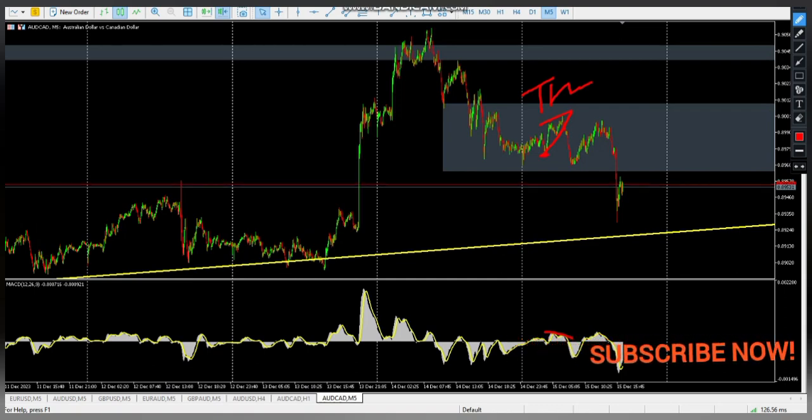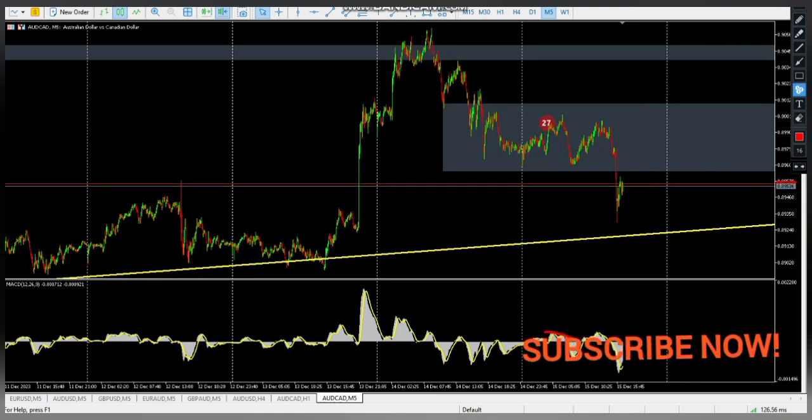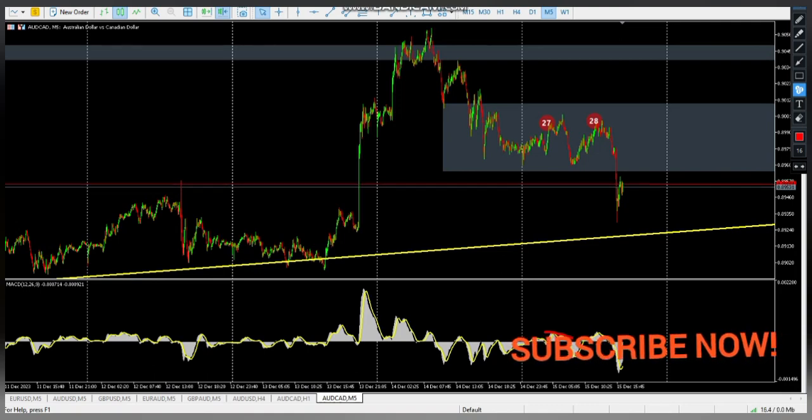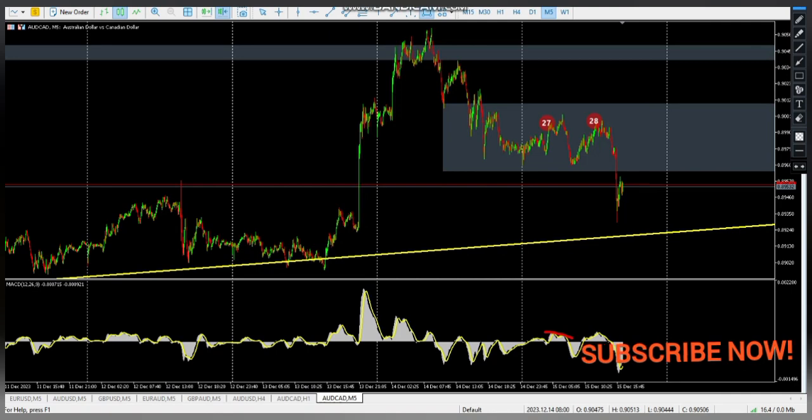You can see that the market did this, and then usually something of this nature, market will always come back to retest a broken level at point 27. And what happened here? Market came back and retested that level at point 28. And now going back again, you can see that there was a strong resistance here.